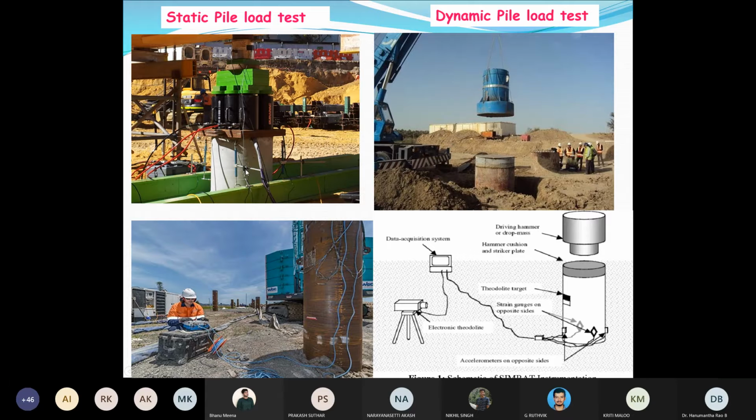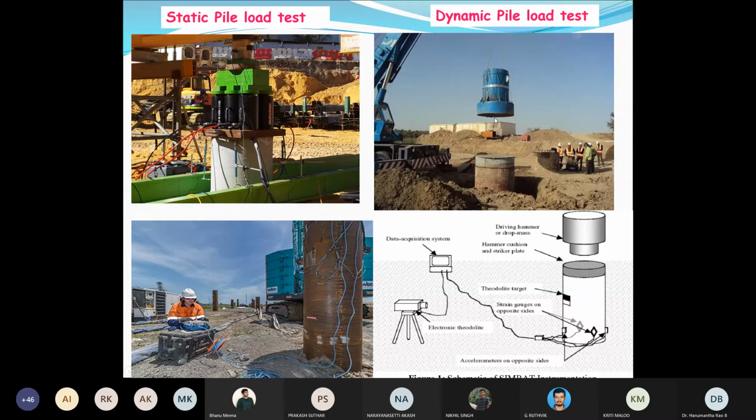Now on top of the static pile load test, it is not necessary in every situation, but depending upon your necessity, we also conduct the dynamic pile load test. So here you can see from this picture, in case of the dynamic pile load test, a certain weight is lifted and dropped on top of the pile. So you can see the schematic as well as the realistic picture of the dynamic pile load test.